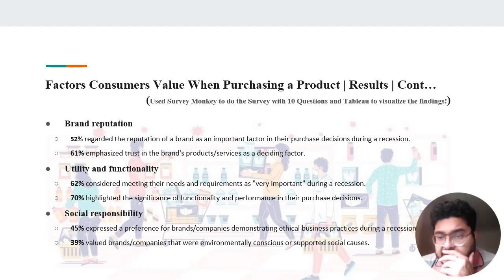Talking about brand reputation, 52% regarded the reputation of the brand as an important factor while making a decision, whereas 62% considered meeting their needs very important. Talking about social responsibility, 39% valued companies that were environmentally conscious, whereas 45% expressed preference for brands demonstrating ethical practices during the recession.